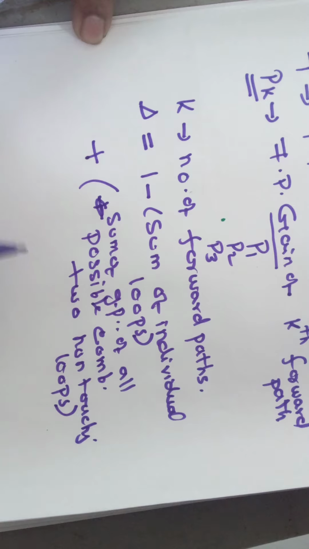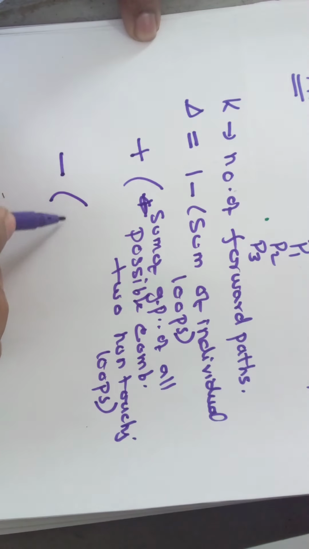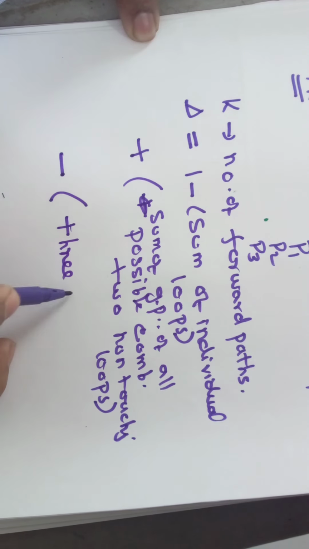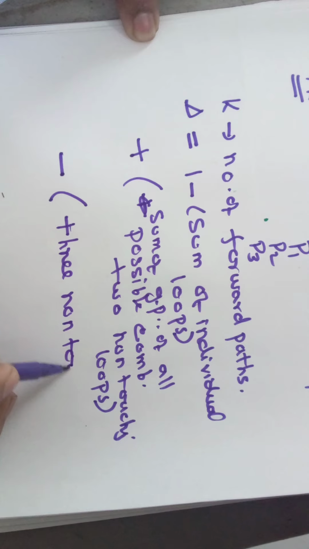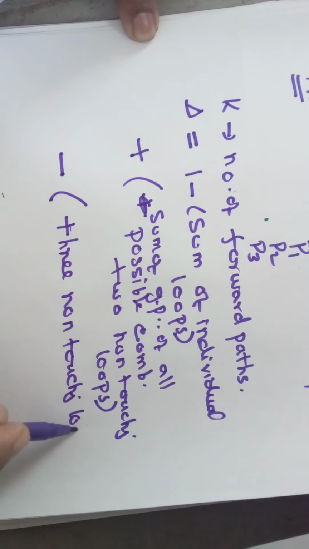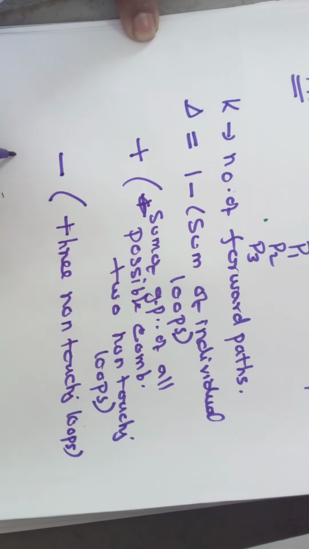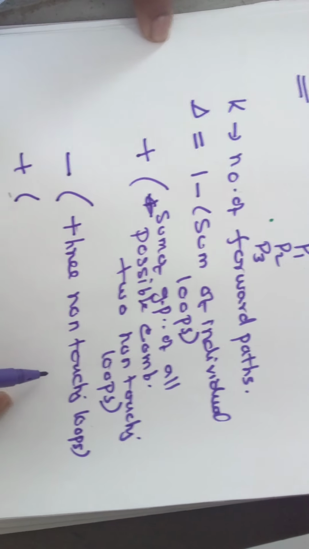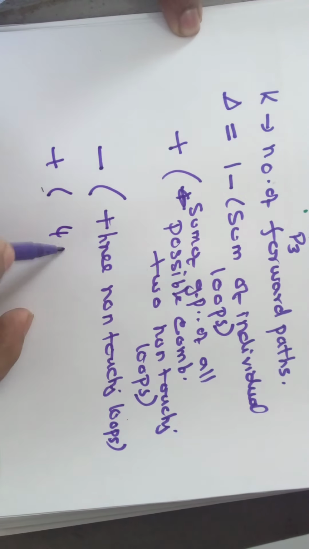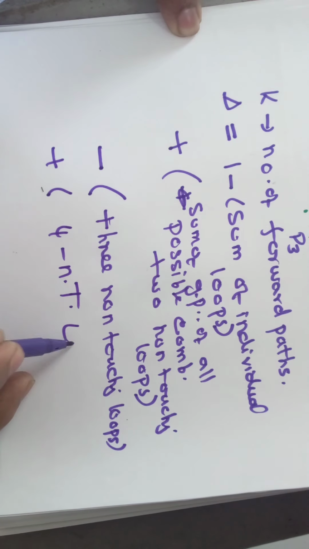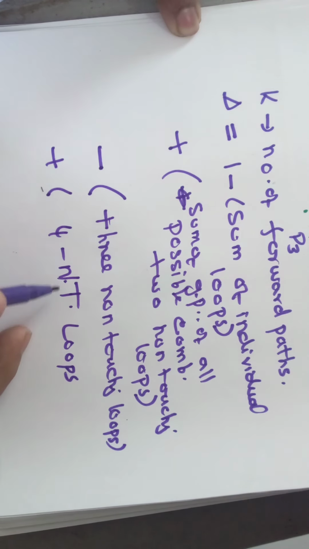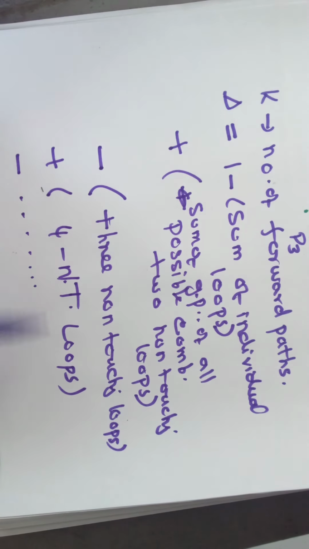Next, minus sum of gain products of all possible combinations of three non-touching loops. Next, plus sum of gain products of all possible combinations of four non-touching loops, minus etc. In this way it goes.